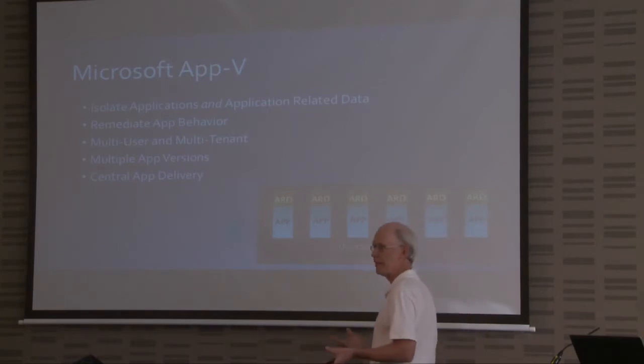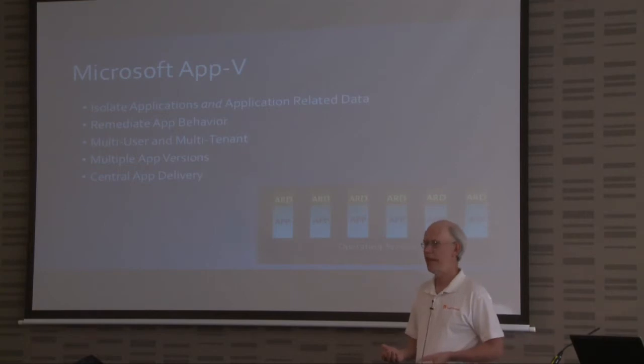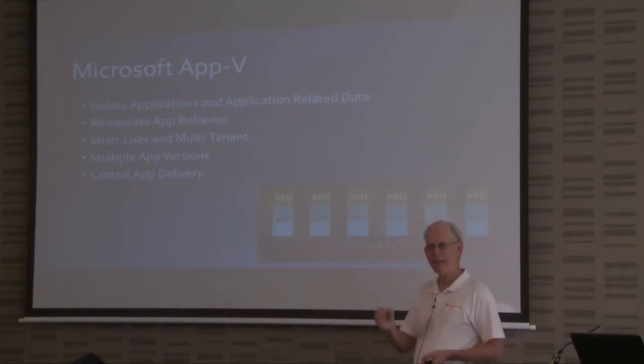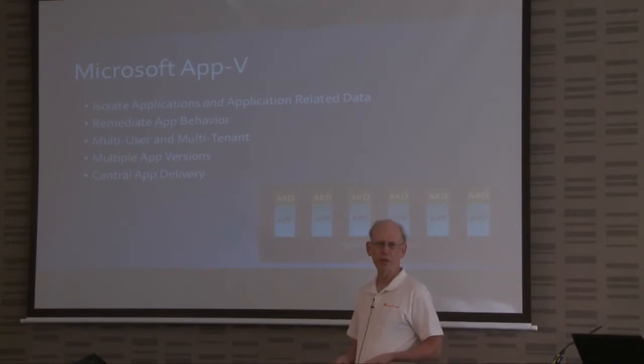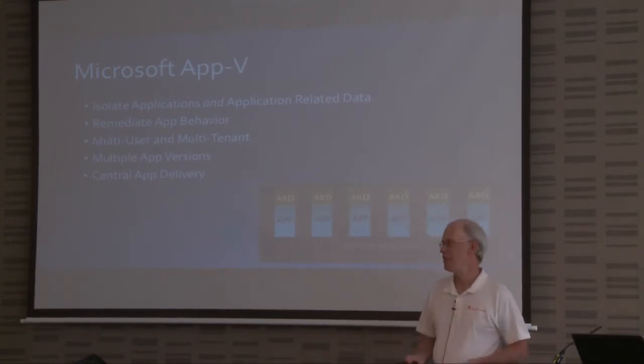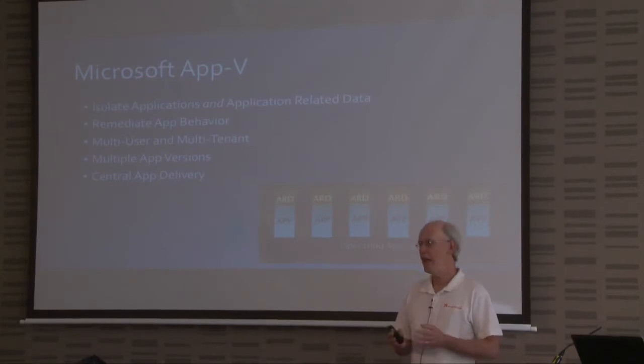There's also a delivery mechanism, although we have lots of delivery mechanisms today, so that may not be the primary choice. It's usually that isolation that we're trying to do. But we can also improve application behavior. Applications that weren't written for multi-user scenarios, we can take these applications and deploy them on a RDS server using AppV and make that application act as a multi-user application.